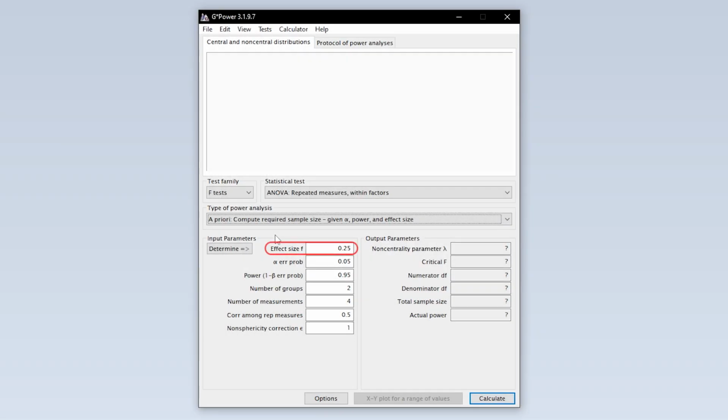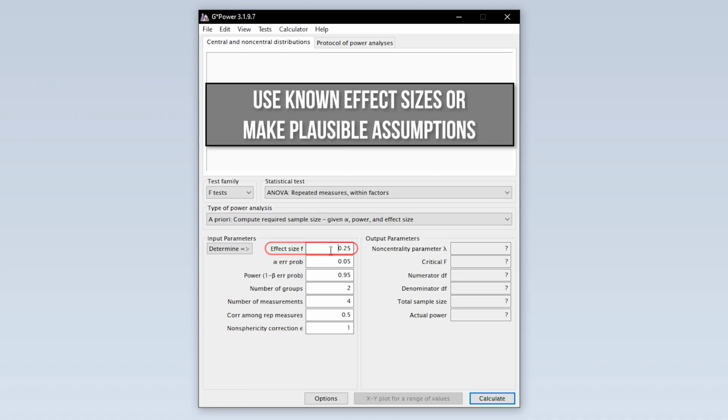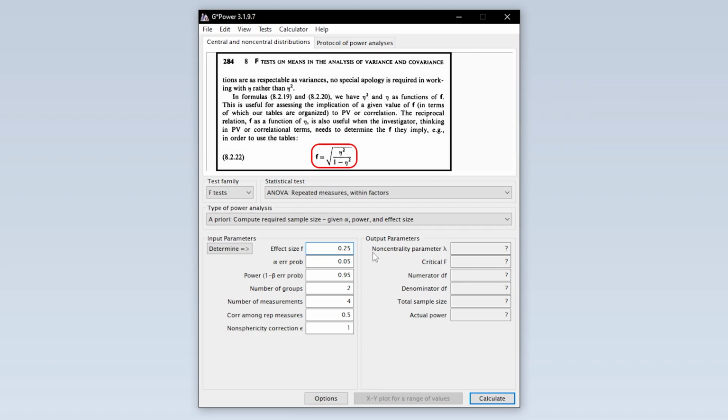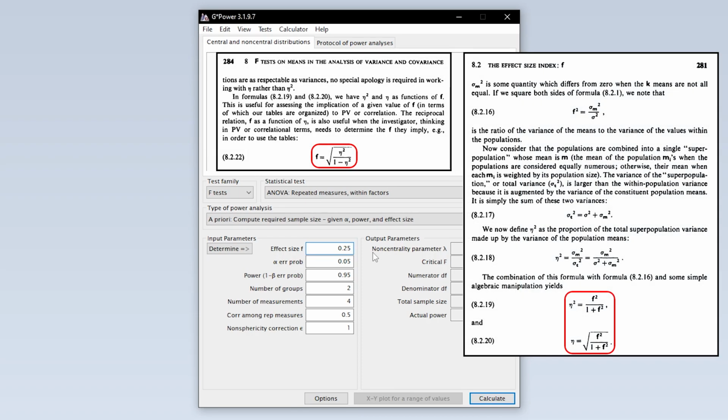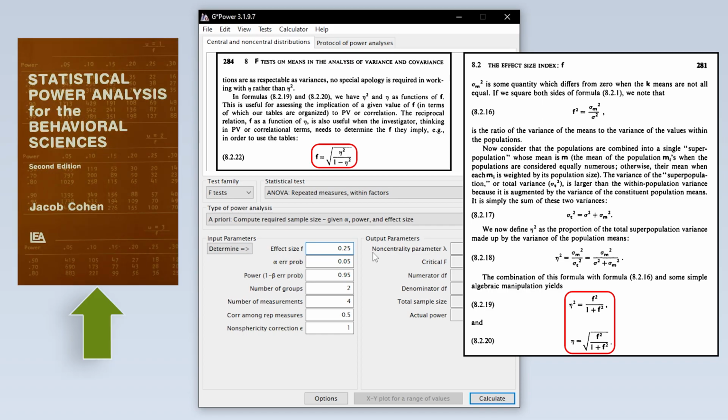If you have a comparable or preliminary study, use the reported effect size from there. The reported effect size is usually Eta². You can calculate f from Eta² and vice versa. Use the following formulas taken from Cohen 88, page 281 and 284 respectively.